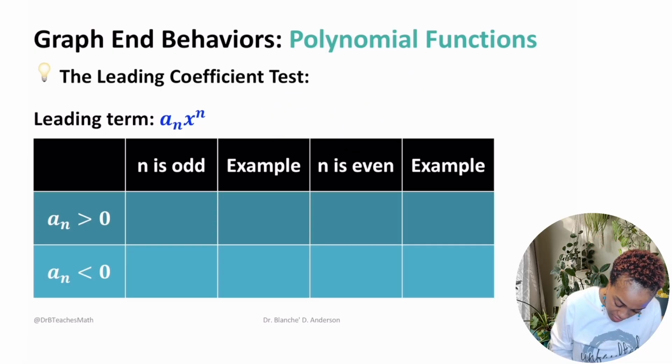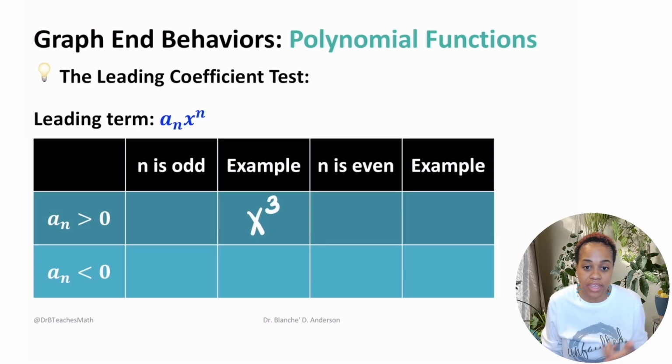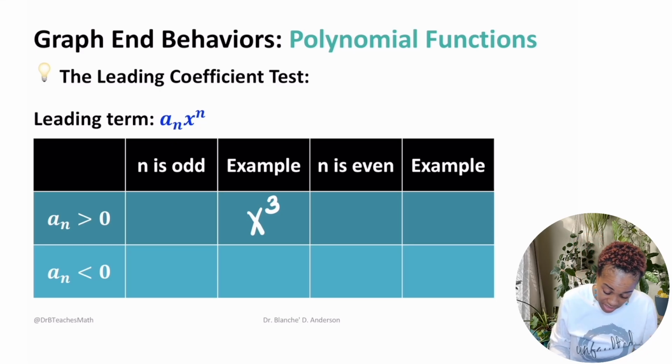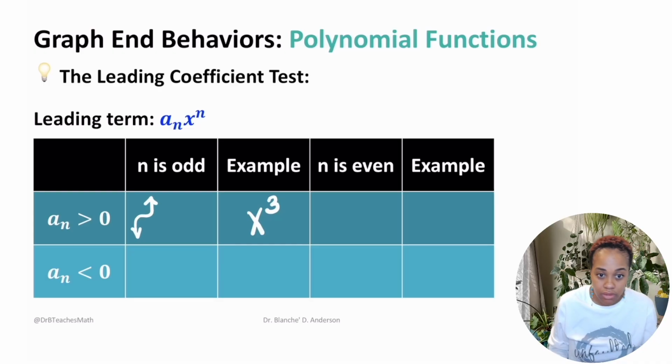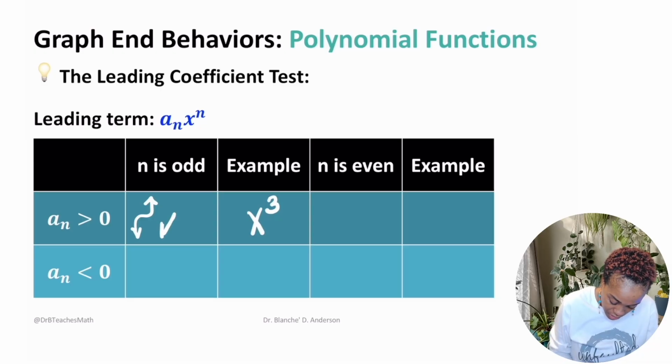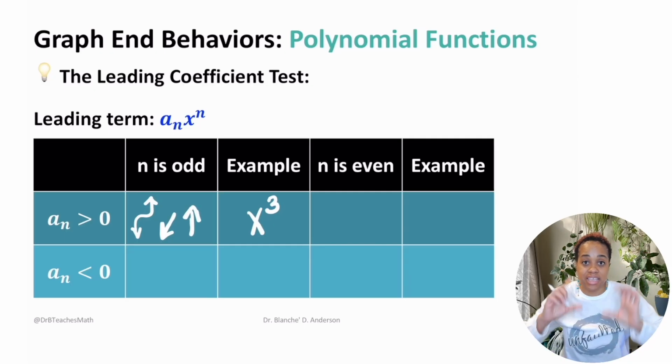So x cubed, and see how the n is positive, the 3 is positive. If your n is odd, then your graph is going to look like this. Okay, if n equals odd. So basically what happens, the end behavior is going to go down on one side, and on the other side it's going to go up. Okay, that's the end behavior of the graph.